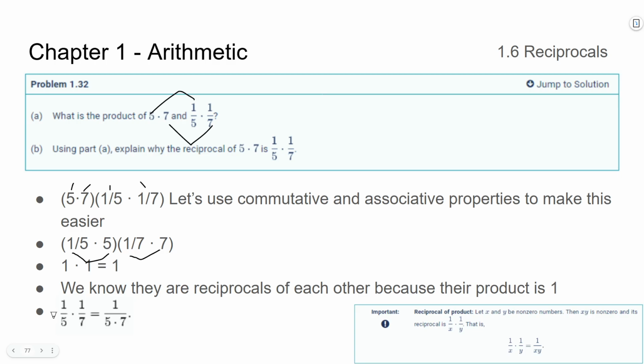So that means we also know that 5 times 7 equals 35. So the reciprocal of this has to be 1 over 35. So we know that this is true, right? 1/5 times 1/7 has to be 1 over 35, or 1 over 5 times 7. And this explains a little bit more about the reciprocal of a product. If you have a product x times y, then the reciprocal is going to be 1 over xy.